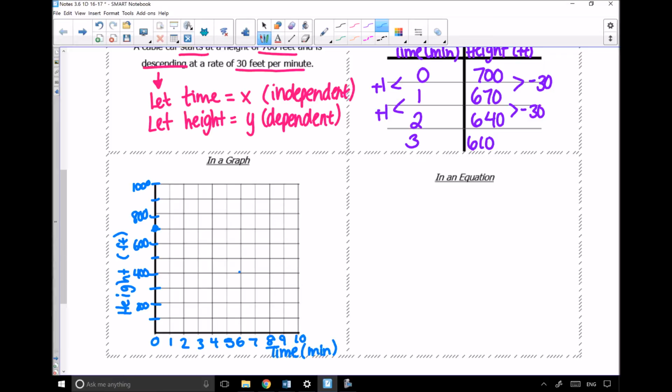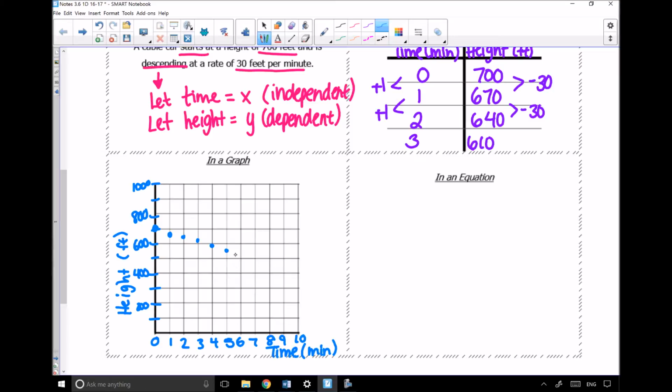After 1 minute, it's gone down 30 feet. So after 1 minute, I know it's going to be 670. I know that after 2 minutes, it's going to be 640. So I'm just going to keep going with this pattern right here. And every minute, it keeps going down. So at 3 minutes, it's 610. At 4 minutes, subtract 30 again, you're at 580. At 5 minutes, it went down to 550.